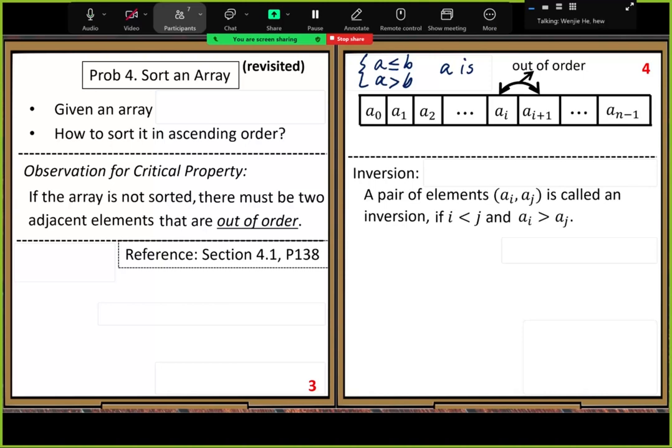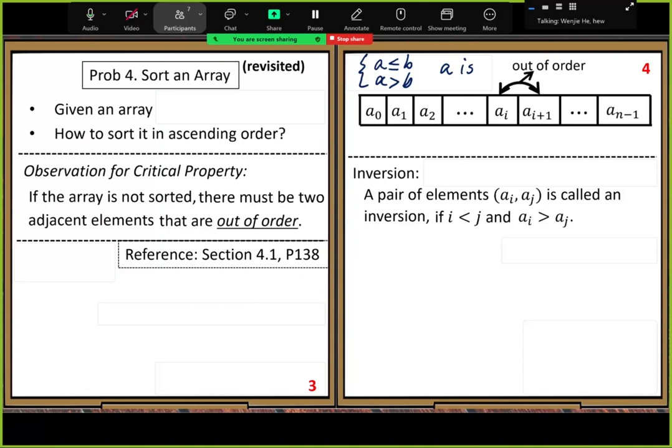Then the value is in the opposite direction, in opposite order. The value is in opposite order of the subscript order. Subscript in normal order. The value is in opposite order. The A sub i value is greater than the A sub j value. Opposite order. So we call this pair an inversion of this array. So we count. Regarding this pair of elements, there is one inversion.